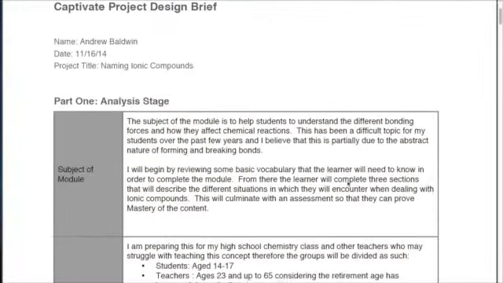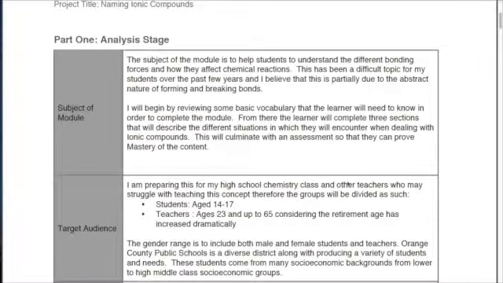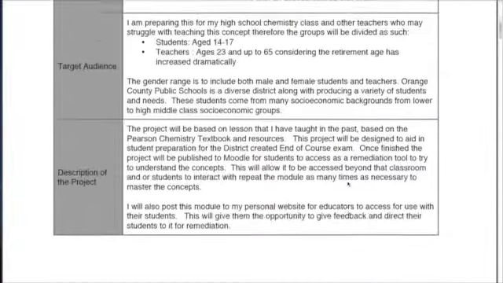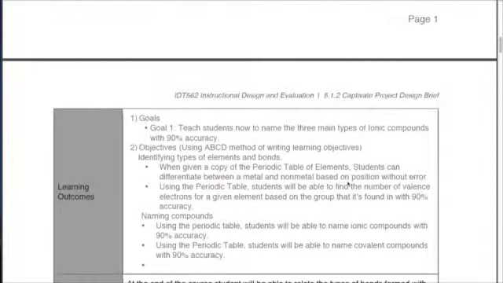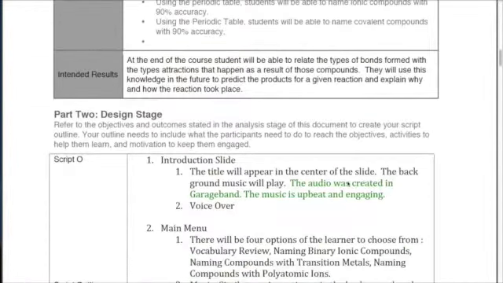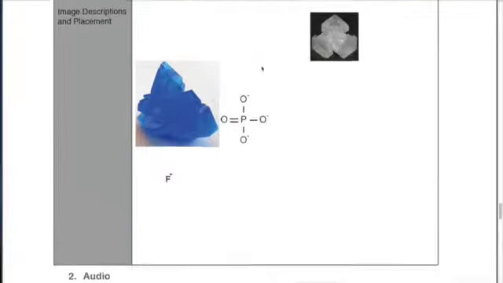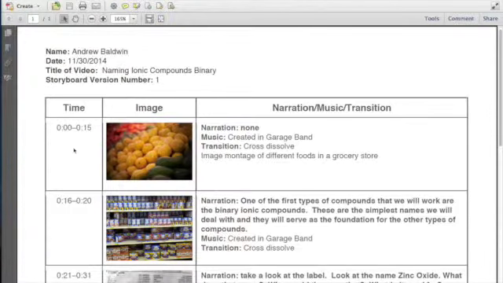When entering the analysis phase, I began with the design brief. This allowed me to consider the target audience, learning objectives, and expected outcome of the project. It was also extremely helpful in organizing the concepts and ideas, as well as a preliminary brainstorming platform for media such as images, video, and audio.